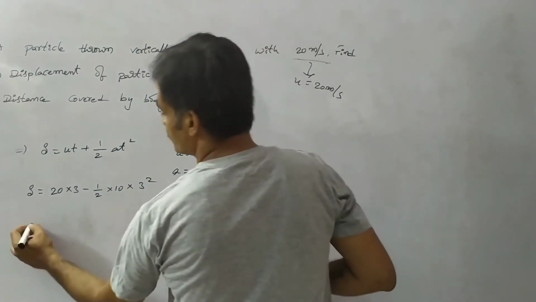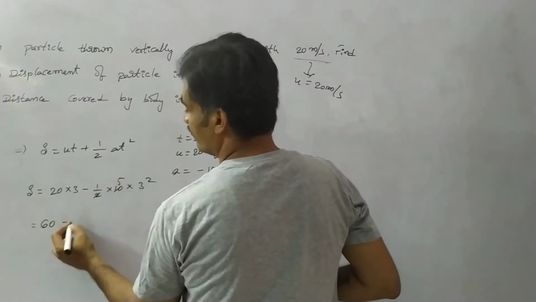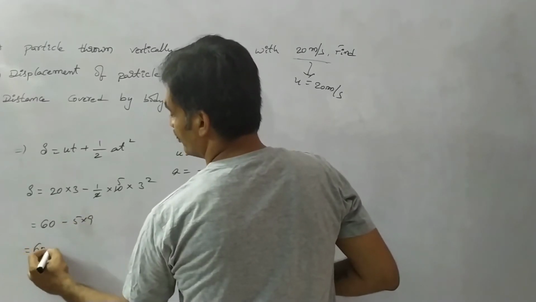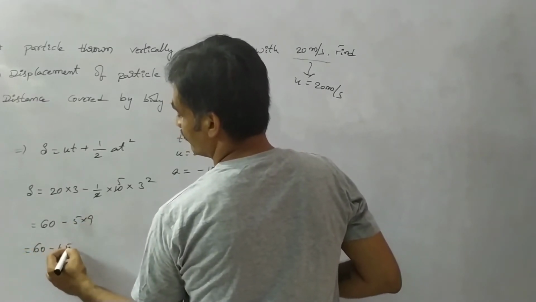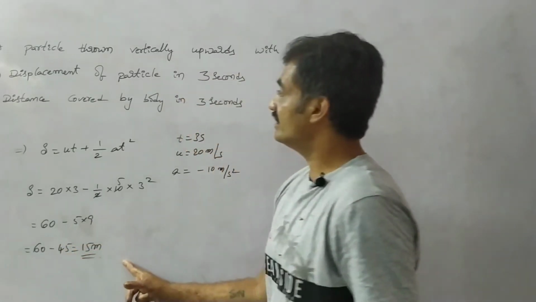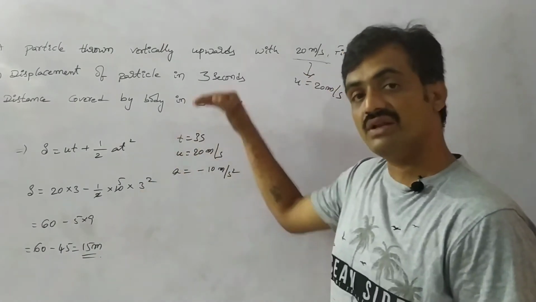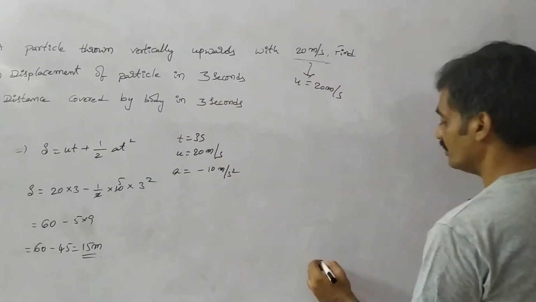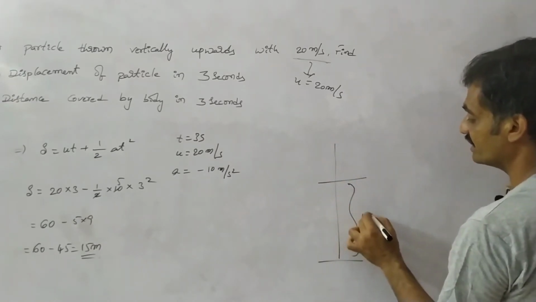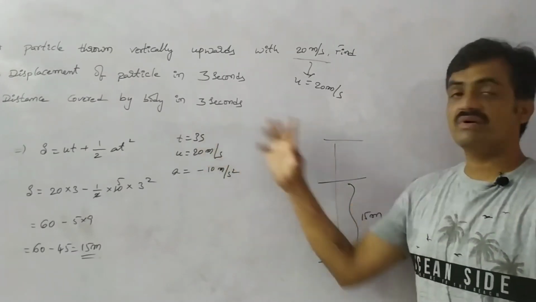So as we substitute here, we have 20 into 3, which is 60, and here we have 5 into 9. Then we get 60 minus 45, which gives 15 meters. So the displacement of the particle in the first 3 seconds, achieved from the ground, is 15 meters. It means it is at a height of 15 meters from the ground after a time of 3 seconds.